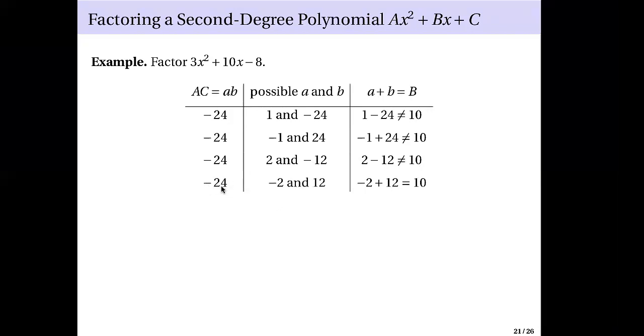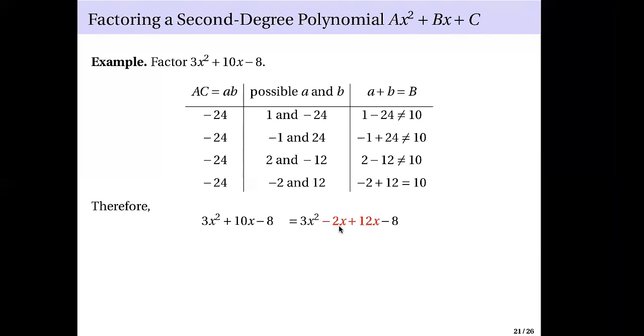Next, you have negative 24. It's also equal to negative 2 times 12. And we see that negative 2 plus 12 is equal to positive 10. So we now have our solution. Our A is equal to negative 2, and our B is equal to positive 12. Therefore, 3x squared plus 10x minus 8, we will write into the following form.